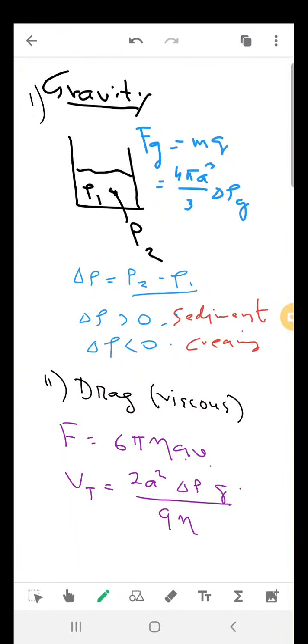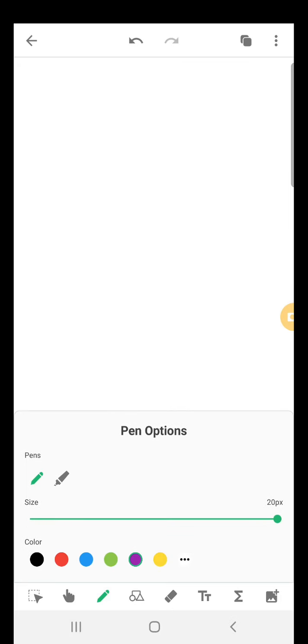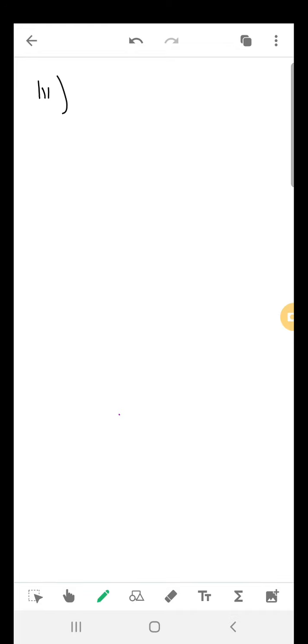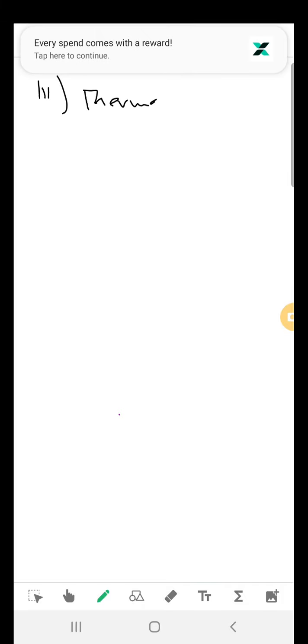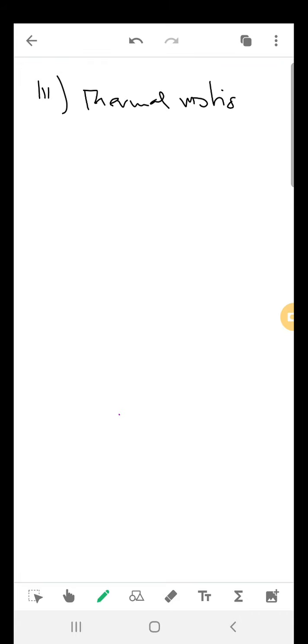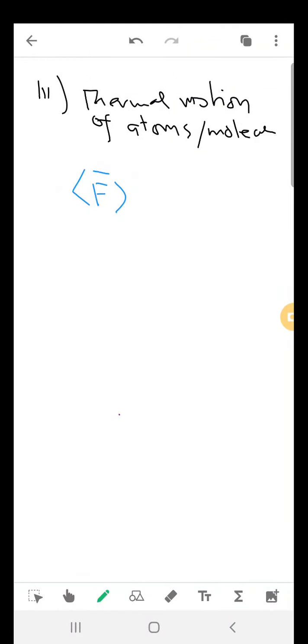The third velocity is due to thermal motion. So this is due to thermal fluctuations. So we'll call it the thermal motion of atoms or molecules in the liquid. So there will be an average force F acting on it, and that force is equal to 0.